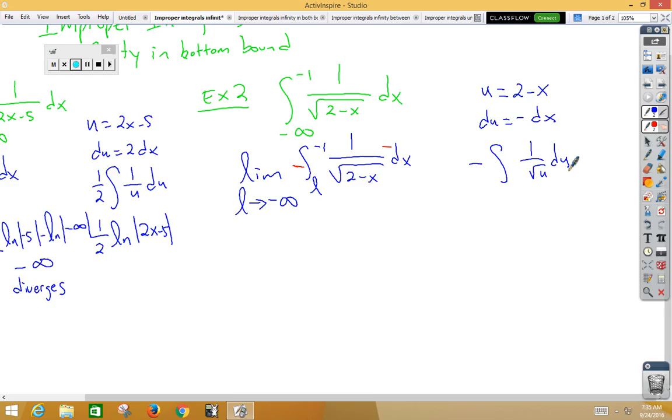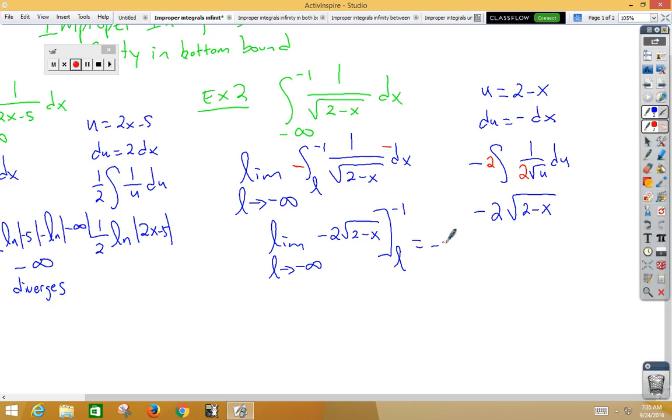Now this is one we almost have memorized. If we were to divide by 2 on the inside and multiply by 2 on the outside, we would get negative 2 root 2 minus x. So now we've got the limit as L is approaching negative infinity of negative 2 root 2 minus x from L to negative 1. Let's go ahead and plug in, so we get negative 2 root 2 minus negative 1 minus negative 2 root 2 minus negative infinity.